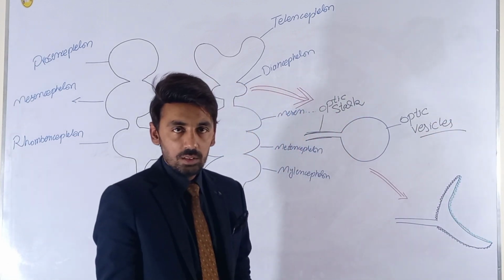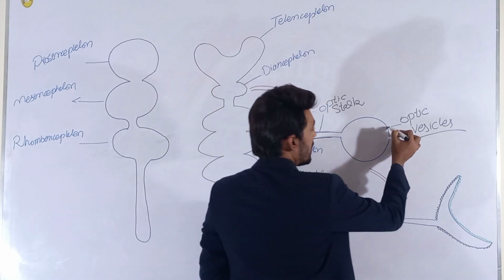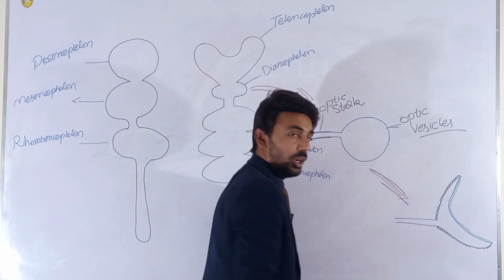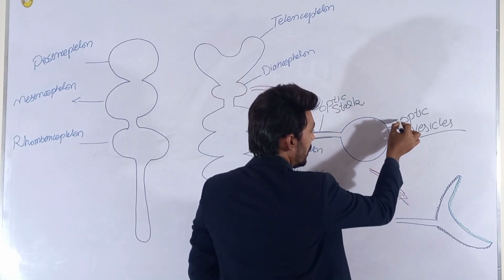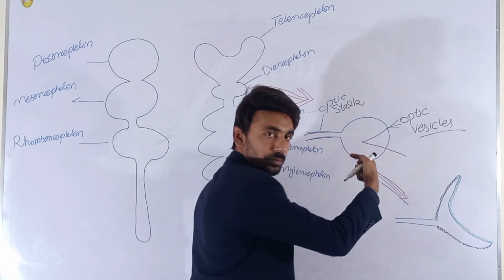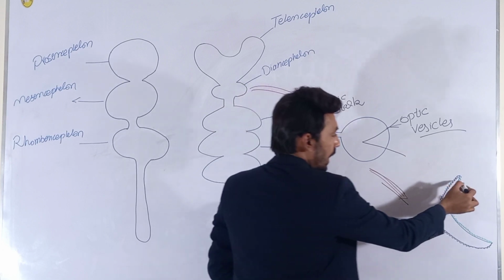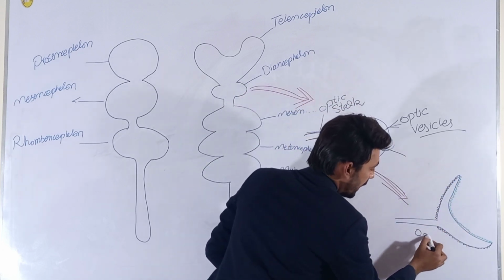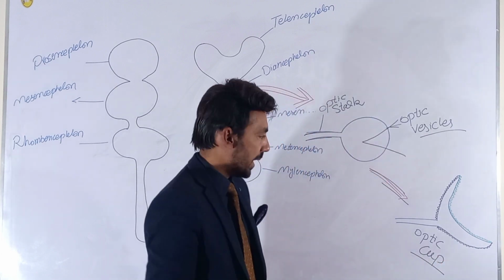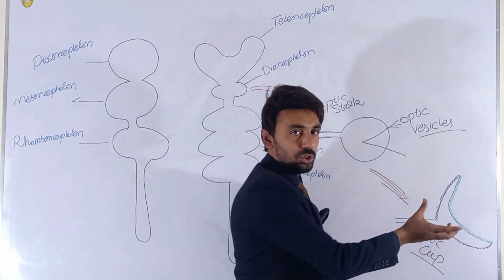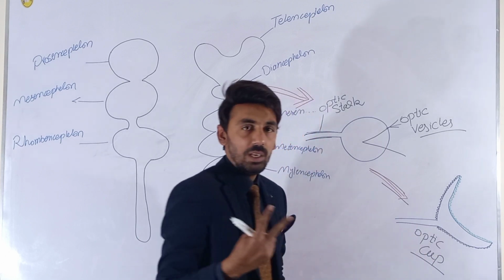And this outpouch is called the optic vesicle. And after some time of the gestation period, this optic vesicle will convert into a new structure when this outpouch will invaginate from here. After the invagination of this optic vesicle, a new structure is formed, which is called the optic cup. As you can see, this is the cup-like structure.